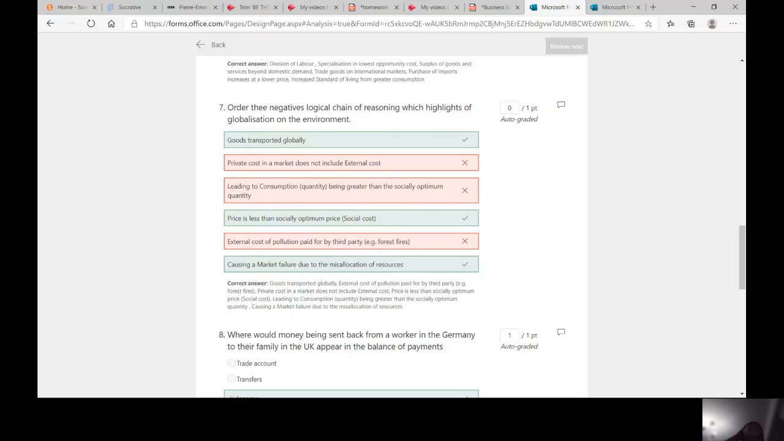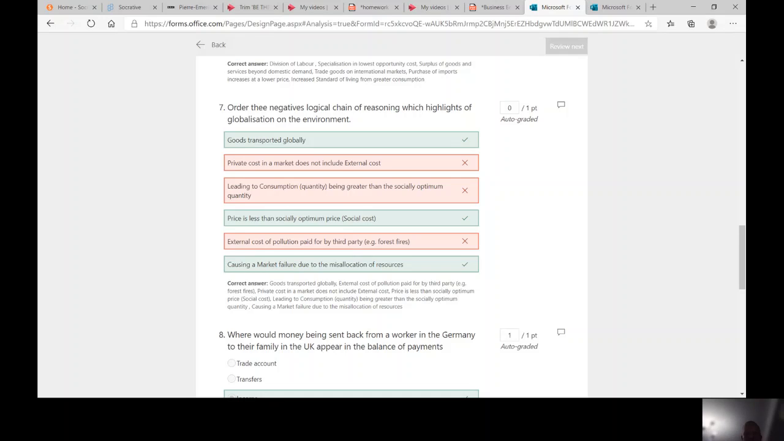Negatives of globalisation in terms of a negative externality. So the initial stage is goods being transported. However, that creates external cost of production. So the first step is that the pollution is created. The reason it's created is because the price doesn't include the external cost. Then the price, because of that, is less than social optimum. And then because of the low price, this leads to consumption being greater than the social optimum. And the last step being the market failure.